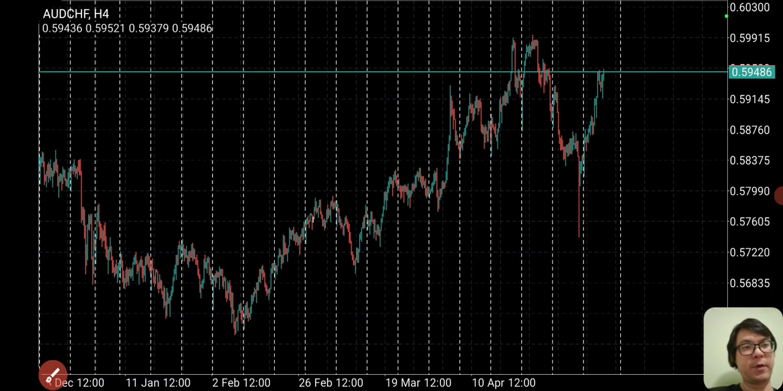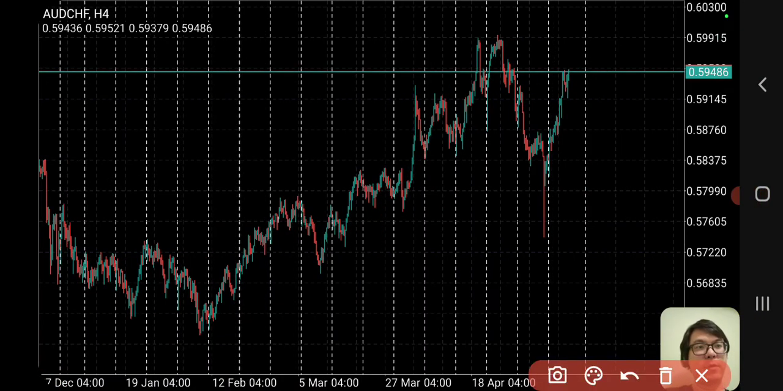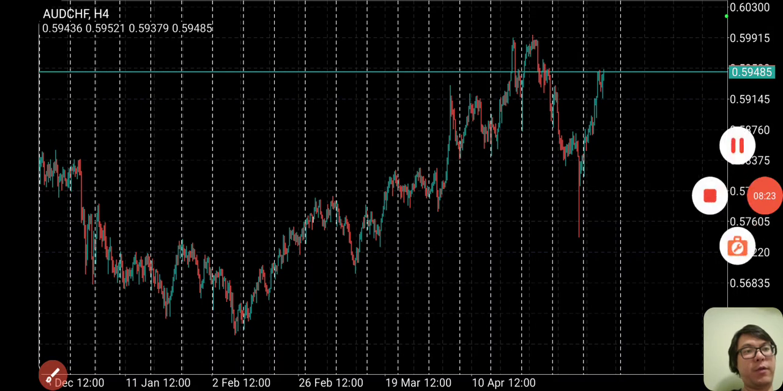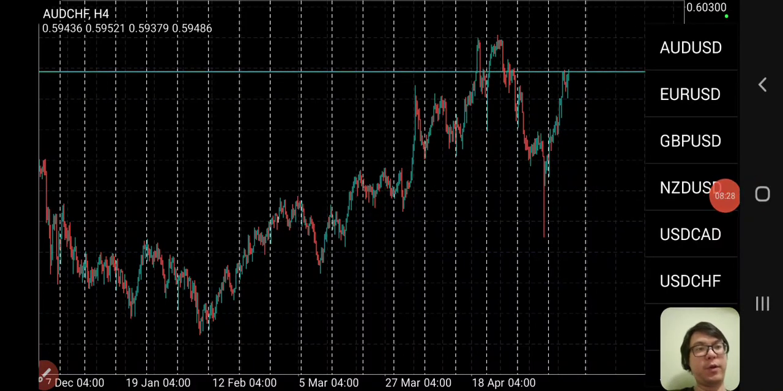Aussie Swiss, okay. So we're looking for a good rejection at the support or resistance combined with the trend line. Not a perfect setup. Okay, let's keep moving to the next one.